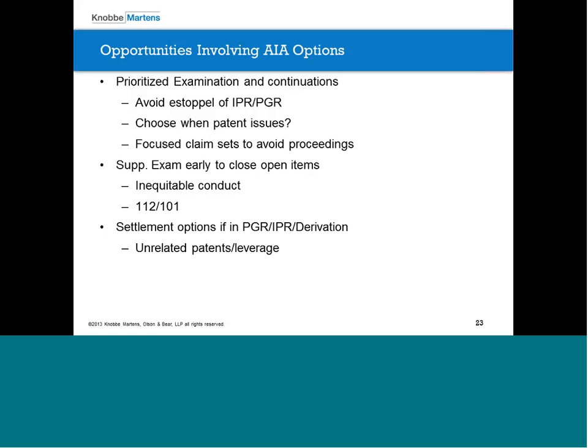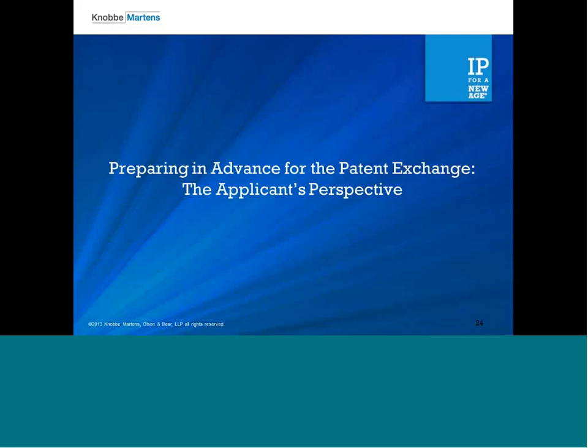The other item to keep in mind here is that for these PGR, IPR, and derivation proceedings, there's an easy out for a number of those items, and that's some sort of settlement negotiation. And when that comes up, you don't want to limit yourself to your portfolio or this particular product even. Think outside of the box, look for something else that you can leverage against the other side, whether it be other IP or something completely unrelated. And with that, I'll turn it back over to Sheila for the applicant's perspective.